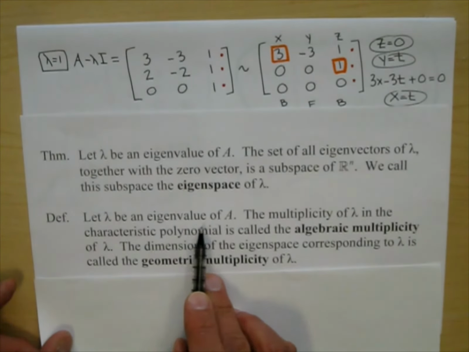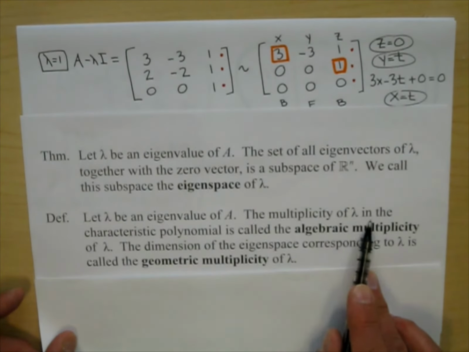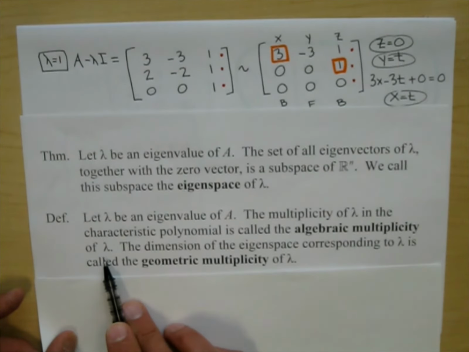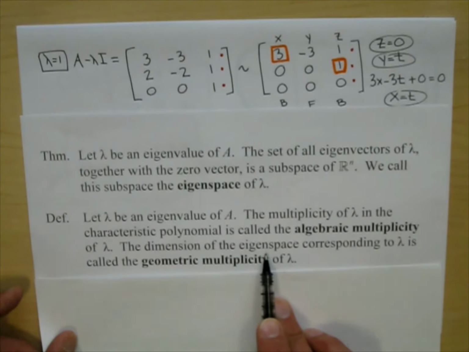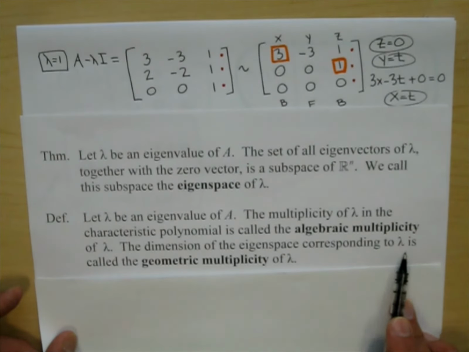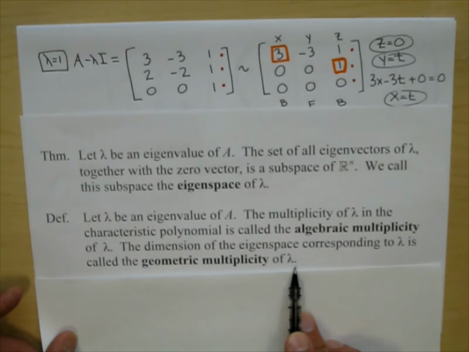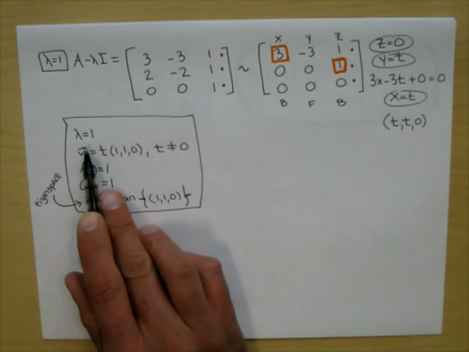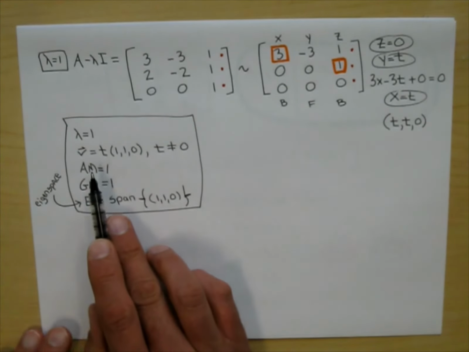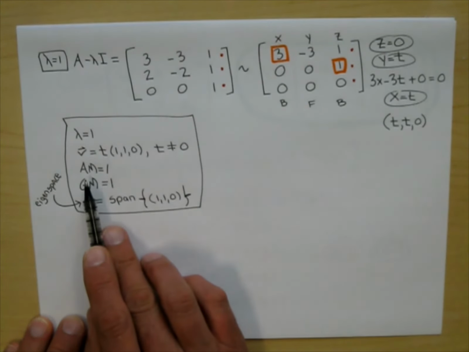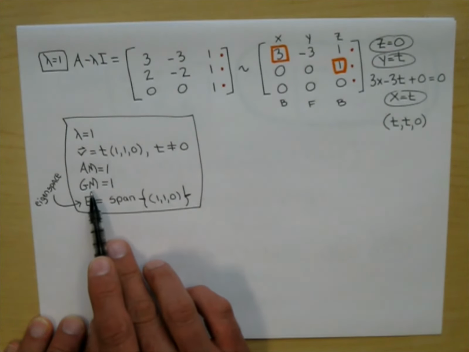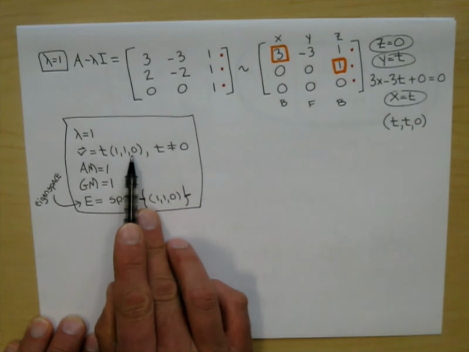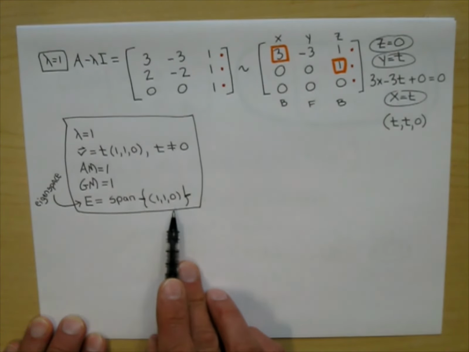Let lambda be an eigenvalue of A. The multiplicity of lambda in the characteristic polynomial is called the algebraic multiplicity of lambda. The dimension of the eigenspace corresponding to lambda is called the geometric multiplicity of lambda. And we've discussed this. Each eigenvalue is going to have a set of eigenvectors, an algebraic multiplicity, a geometric multiplicity, and an eigenspace, which is basically these guys with 0, 0, 0 thrown in there.